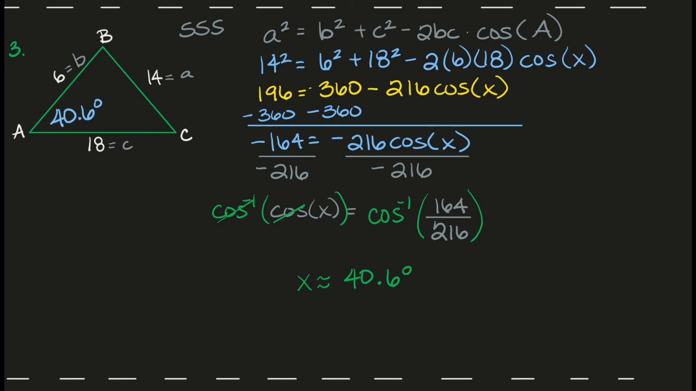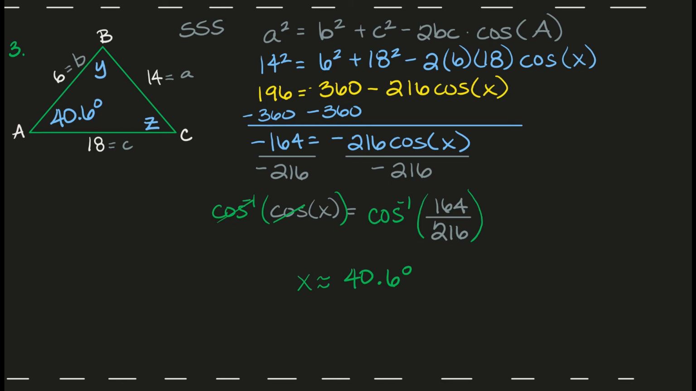So here I have 40.6. So I need to find the other missing angles. So here we can say y and z. Now, it may appear that you have some options, like you have 40.6 and you have 14. So you could say, oh, well, let's do a law of sines. Let's say 40.6 over 14 equals sine of y over 18.